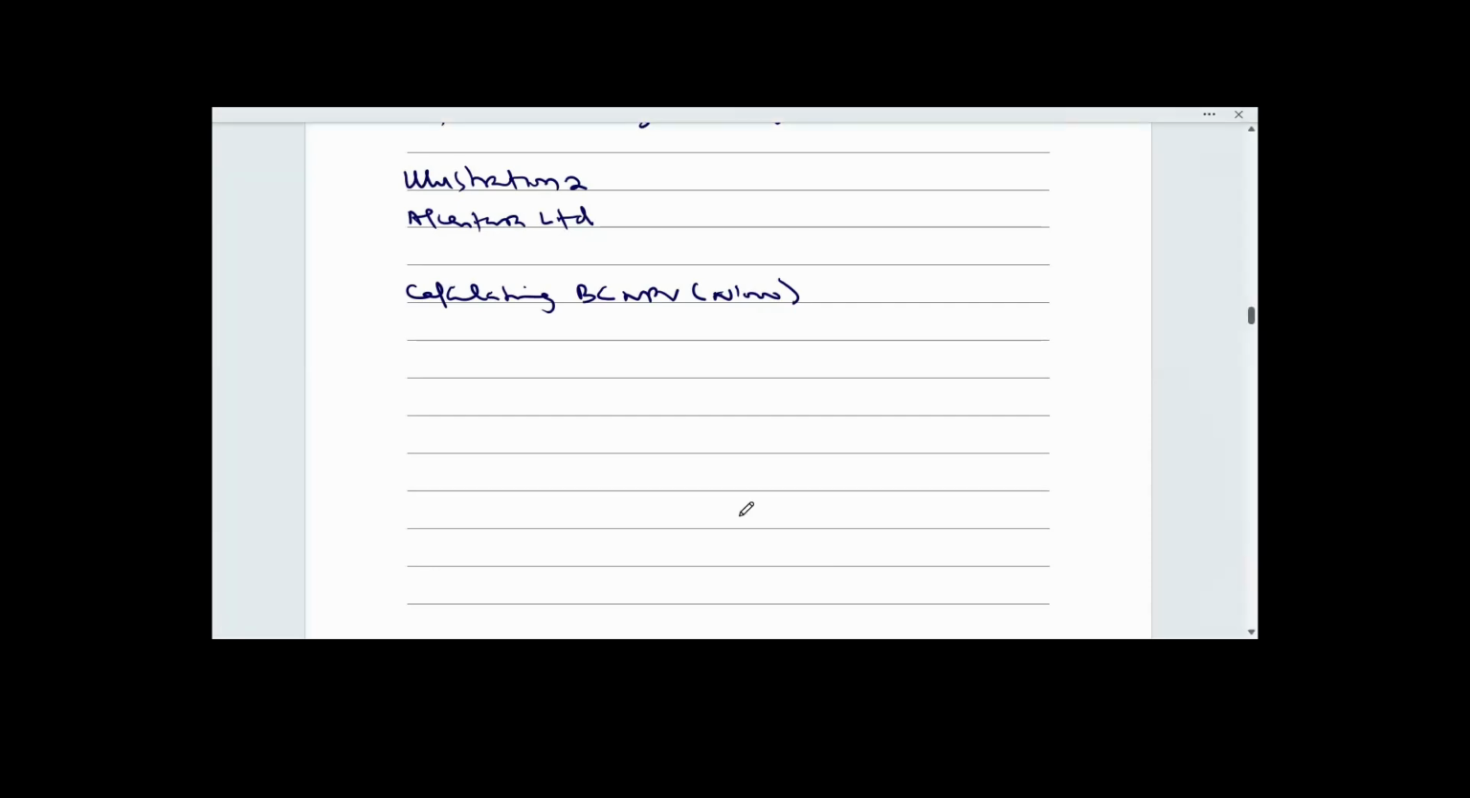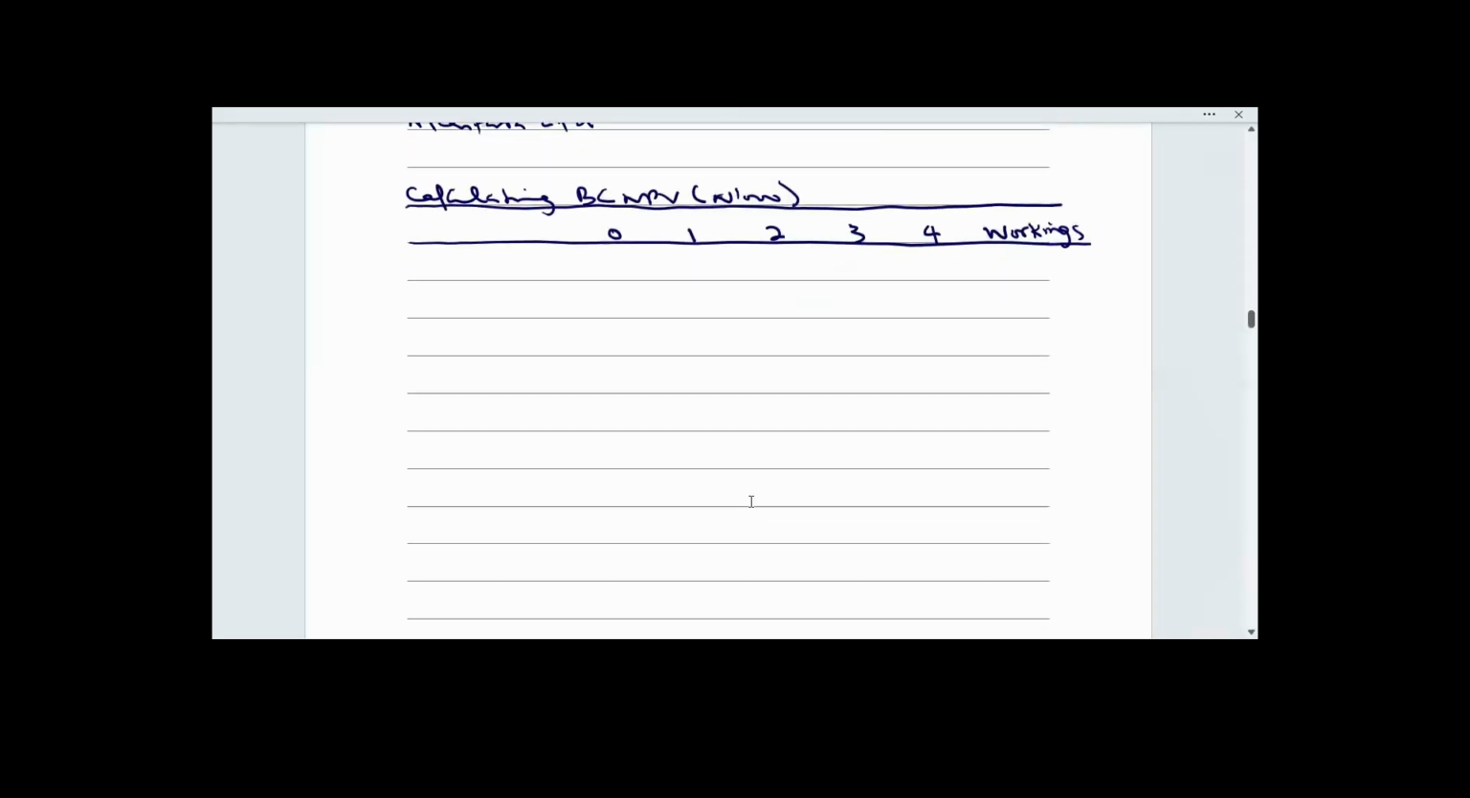So I will just come here. I will do year 1 to 4. Create a column for year 0, year 1, year 2, year 3, year 4. Then lastly, create an additional column for workings. Okay. So I will go to the question, is there any selling price? Yes, there is a selling price. Therefore, I need to go and calculate value for my sales. So let's go and do our workings.